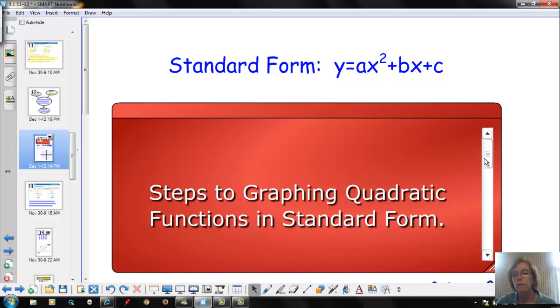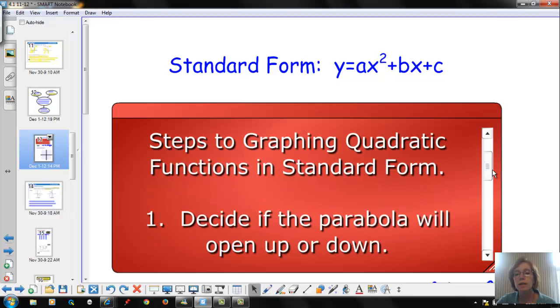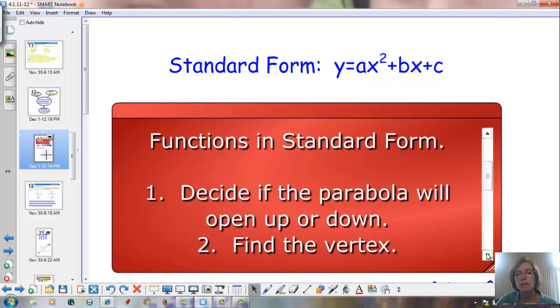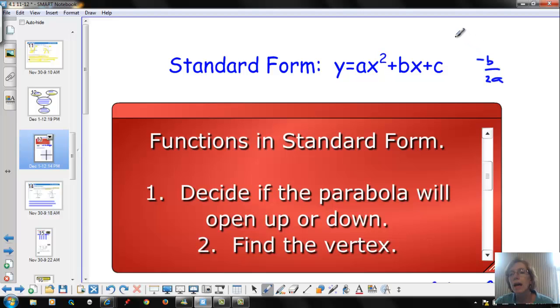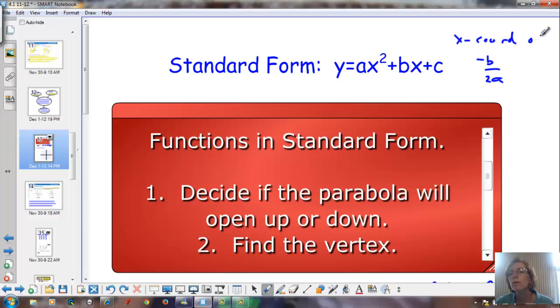So our first step is to decide if the parabola will open up or down. Do you remember what we look at to decide if it opens up or down? That's when we look at the a value. If a is greater than 0, it's going to open up. If a is less than 0, it's going to open down. All right, our second step is to find the vertex. Do you remember the formula for finding the vertex? The formula for finding the vertex is negative b over 2a. That's to find the x-coordinate of the vertex. All right, that's step 2.